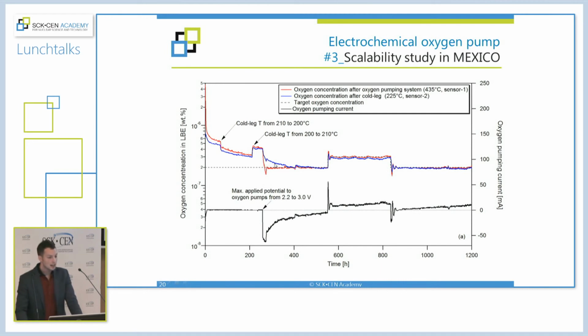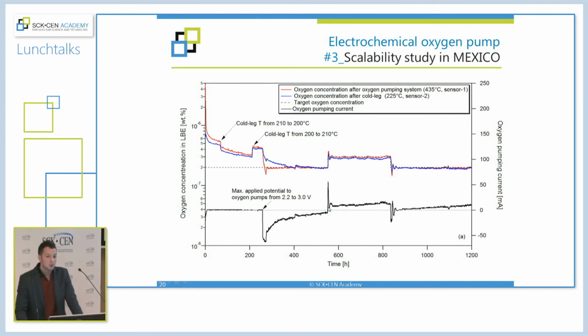So why is the blue line, the sensor at the coldest part, not going down as is happening in the other part? The reason is that in the previous part of the test, we formed lead oxide. And the lead oxide is a source, which means we are still giving oxygen to the system. The pump is extracting oxygen, but we need some time to extract this lead oxide that gets dissolved again in LBE. So when we reach the target, you can see that our pump is going to a value of 0, so it reached its own equilibrium.